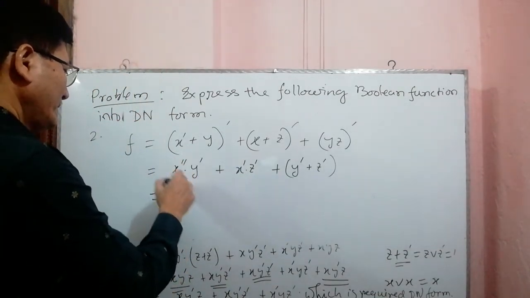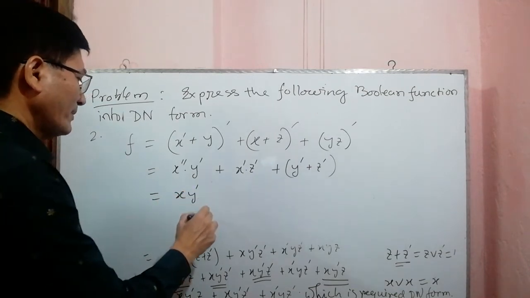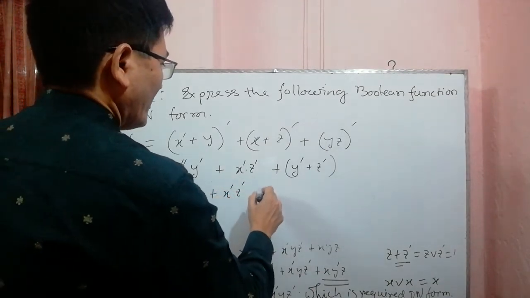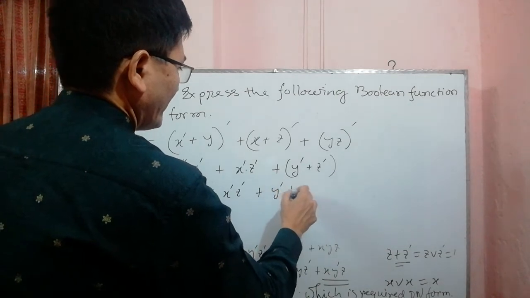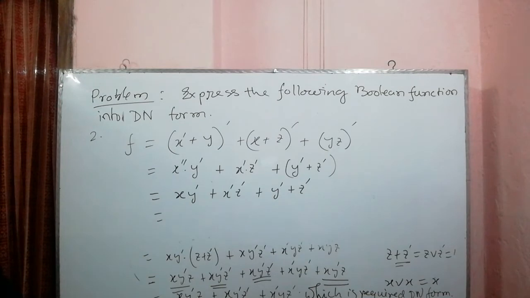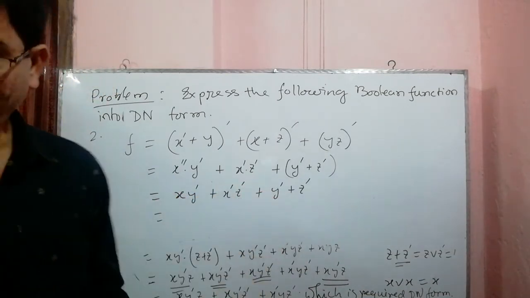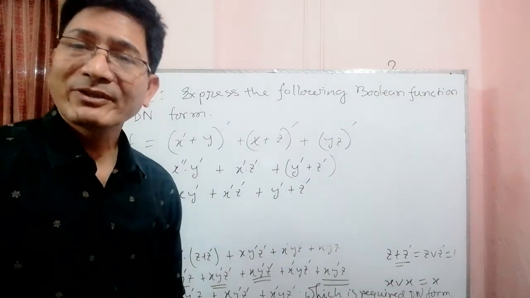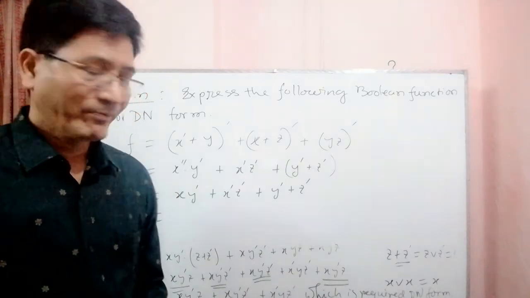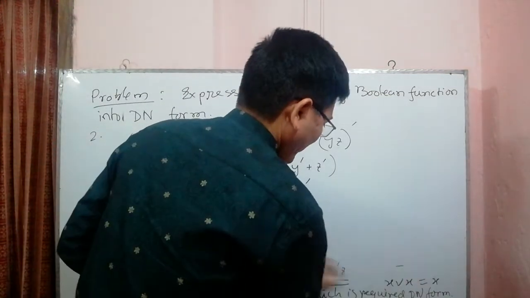Now this double prime will produce x only, x and y prime plus x prime and z prime plus y prime and z prime. Dear students, we have already said that we'll simplify our given function first so that it contains the minimum number of terms. Still we can solve it. So carry on your simplification.